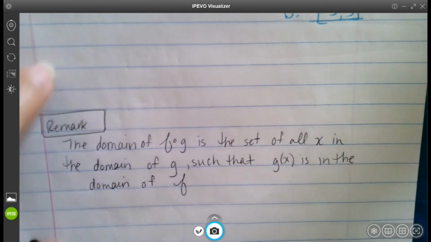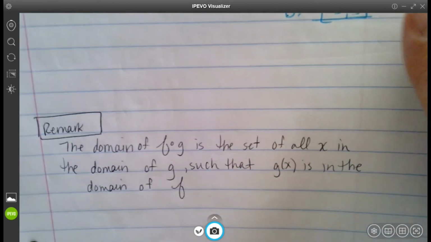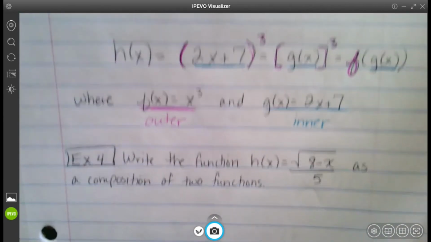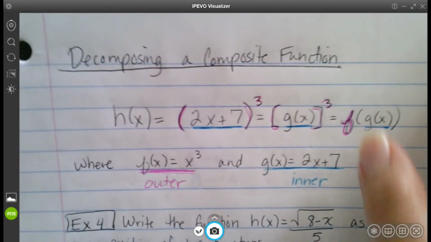If you're having trouble with this part right here, just let me know. These are really best taught with examples. We can do more examples if we need to in class. Okay. Last one. Decomposing a composite function. Okay. So this is exactly what it sounds like.